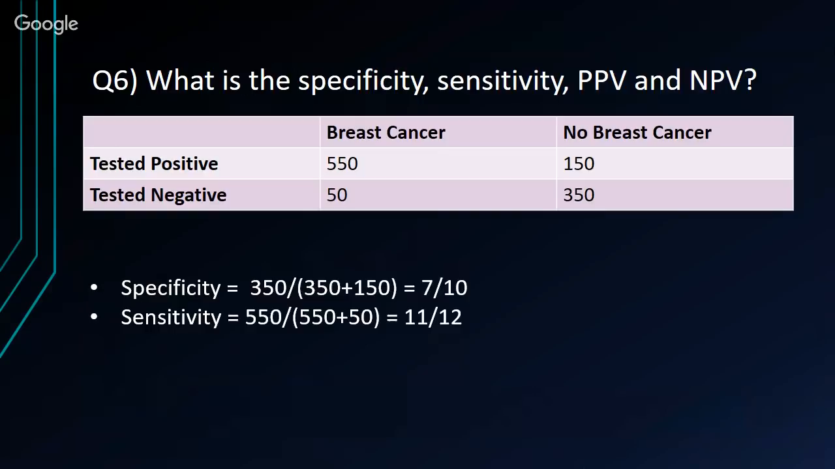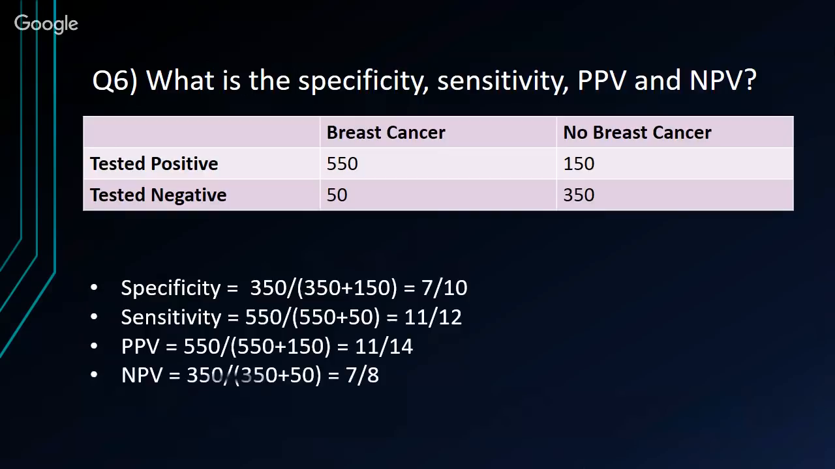So positive predictive value. That's of all the people who tested positive, how many of them actually have the disease? So that's 550 divided by all of the people who tested positive, and you get 11 on 14. And the negative predictive value, the opposite. Of all the people who tested negative, how many of them are actually negative? Any questions about that one? Have I confused people? Great.